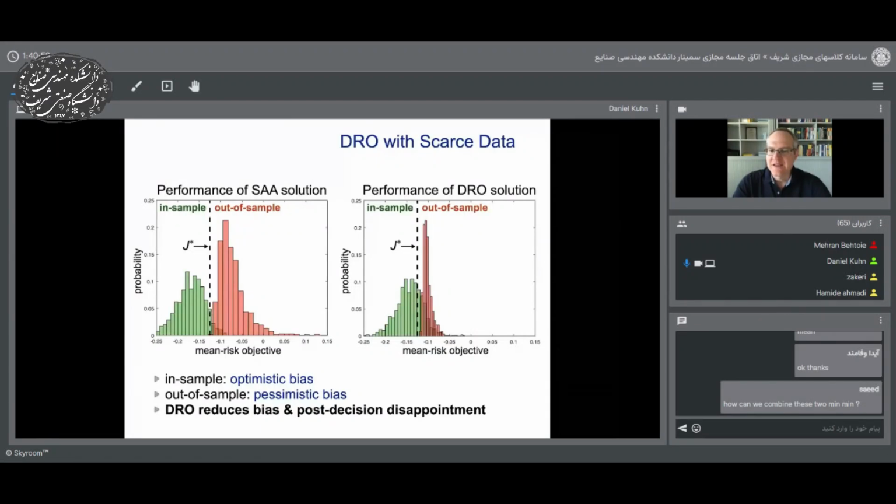And you can see there is still a bias. So if you have only 30 samples, a certain bias remains. However, the two distributions are much closer to each other. So actually the out-of-sample disappointment is much smaller. And in particular, the out-of-sample performance is always much closer to the true minimum than under the SAA method. So it seems that this method really significantly improves the quality of our decision. Okay?